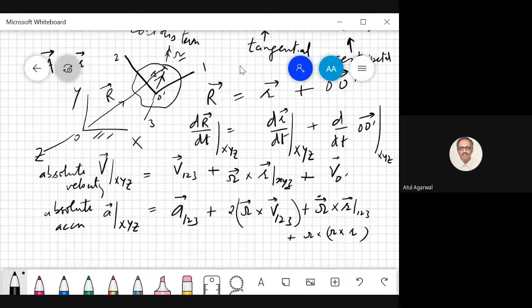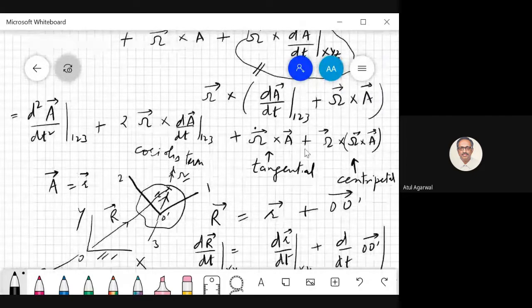So we are just using that result. Omega cross A, instead of A we are having small r. Here, instead of capital A, we are having small r. 2 omega cross dr by dt with respect to 1, 2, 3. So that becomes the relative velocity with respect to 1, 2, 3.